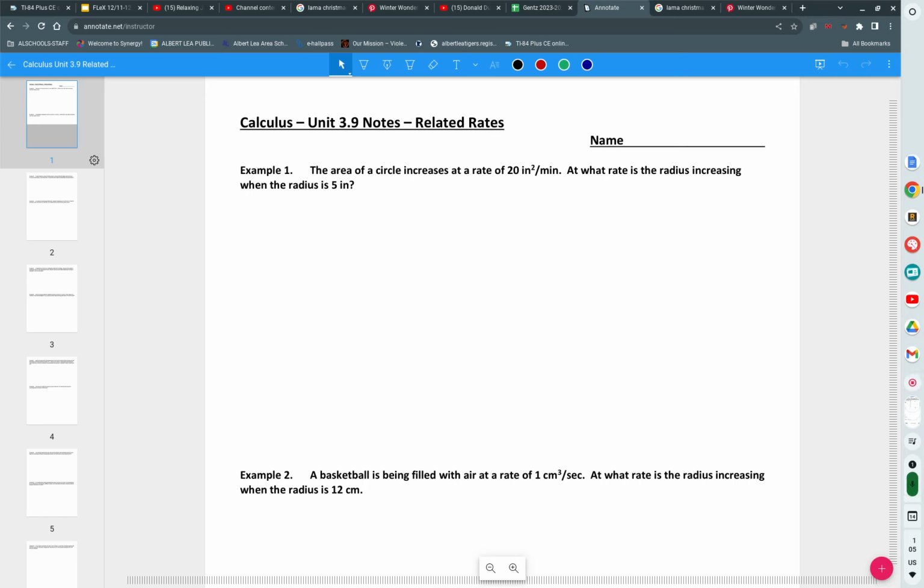Area of a circle increases at a rate of 20 inches squared per minute. At what rate is the radius increasing when the radius is 5? What the heck is it even asking?